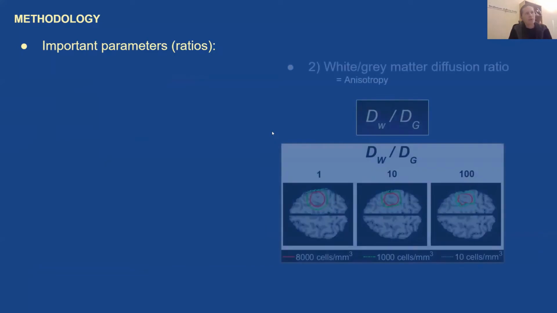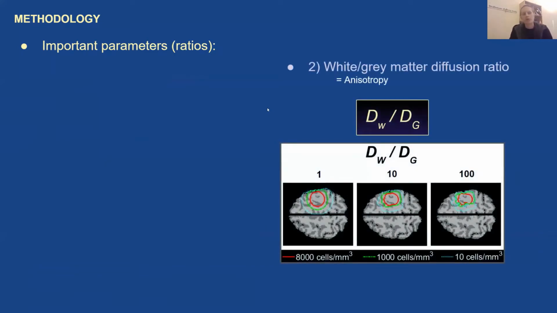The second parameter is the white to gray matter diffusion ratio. This characterizes the anisotropy of the growth. If these are equal to each other, it means we have a ratio of 1. This means that the tumor cells are going to traverse white matter just as easily as gray matter, and we're going to have an isotropic expansion. It's going to grow like a sphere, assuming there's no natural barrier in the way. But as this ratio increases, the tumor cells are more and more going to conform to the white matter.